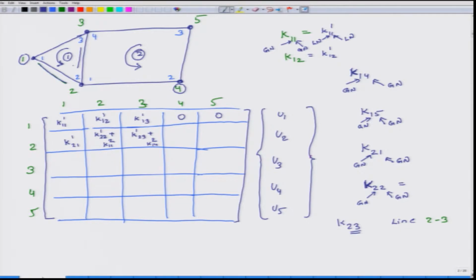Understood? Next one, K24. So, K24 is K2 and 4. Here the contribution is only from the second element. So, it is K122 and then K25, this contribution comes only from the second element. So, it is K232. Let us look at the third row.